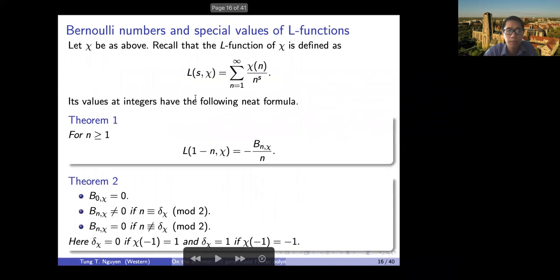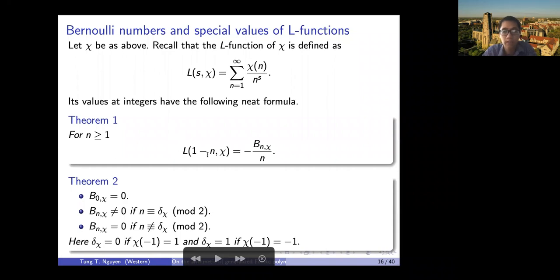And then there is, recall, the L function that I mentioned earlier, given by this infinite sum. And then it turns out that there is a very neat formula for the special value of L functions and the Bernoulli numbers. So the value of the L function at 1 minus n, chi, is given by the negative of B_n chi over n.